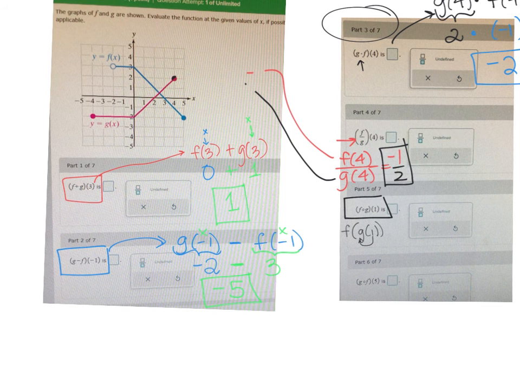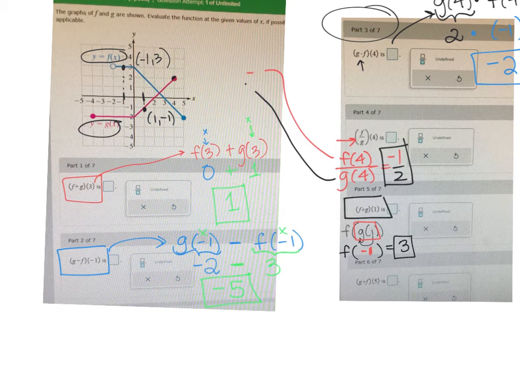So g of 1, I go to the g function. At 1, the g function is at negative 1. It's (1, negative 1). So g of 1, this whole chunk of stuff, outputs negative 1. So now we have to take negative 1 and plug that into the f function, or see what our output is when we input negative 1. So I'm going to go to my f function, and when I input negative 1, it's up at 3. (Negative 1, 3). That means f of negative 1 is equal to 3.